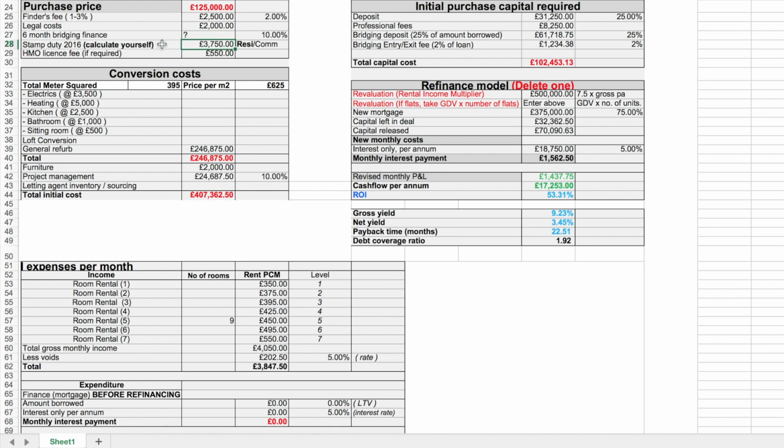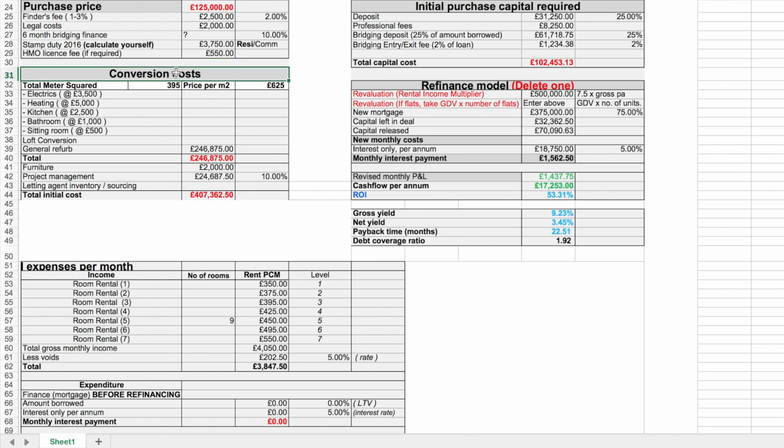Stamp duty, you need to calculate it yourself, as with some commercial purchases it might be a bit different to normal stamp duty, so that's something you need to check with your accountant or solicitor. But if you go to Google and type in stamp duty calculator, it'll come up with a website, and you can just stick the numbers in there and it'll tell you what the stamp duty will be. HMO license is next if required, so you might not need one. For example, you might be doing an office block into flats, but if you are doing a commercial building into a HMO, then you most likely need a HMO license.